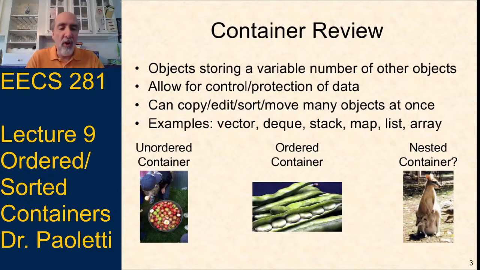So when we talk about containers, we're talking about objects that store a variable number of other objects. So when we say container, we don't mean something like a structure that has 3 integers in it. We're talking about things like vector and deque, etc., that can have a variable number of things in it and generally can have things added to it dynamically.